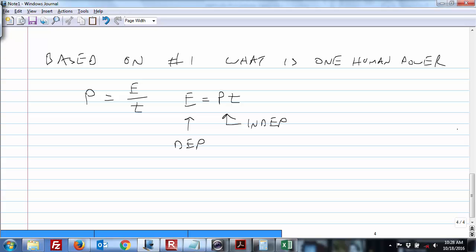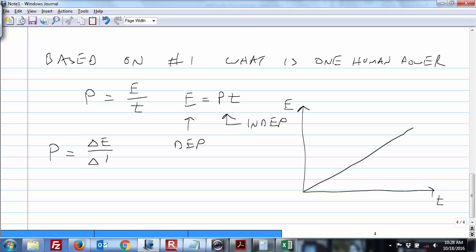And when we plot those things, we'll do it like this. This is time here. This is energy here. This curve is your power curve. It's how quickly you're consuming energy, because it says so right there: power equals energy divided by time. So power also equals some change in energy over some change in time.